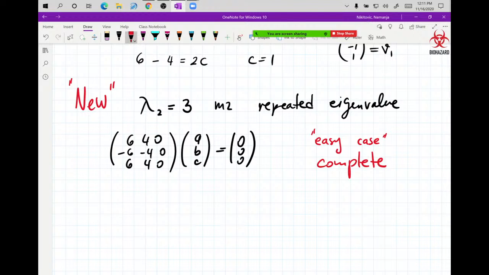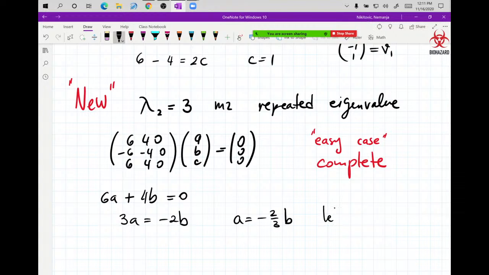So you are getting your 6a plus 4b is equal to 0. And you are getting this across all 3 equations. So this can happen, right, if the system is what we say complete. And in this case, when you divide everything by 2, you get that 3a is equal to negative 2b, and then a is equal to negative 2/3 b. So if you let b equal to 1, then your a is negative 2/3.